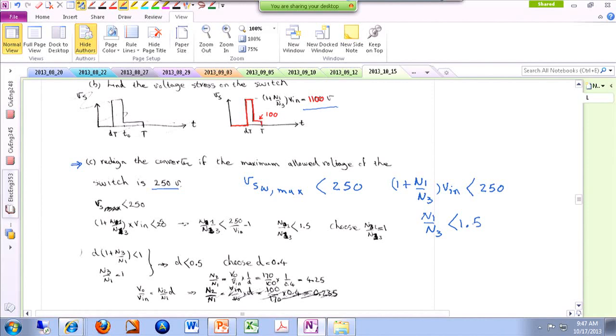Now I choose it to be 1, for instance. So let's choose this. All right, so this is our first selection, and N1 over N3 should be 1.